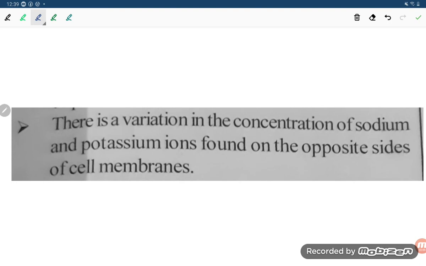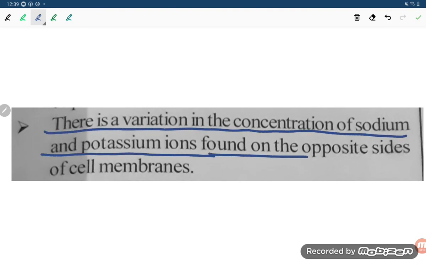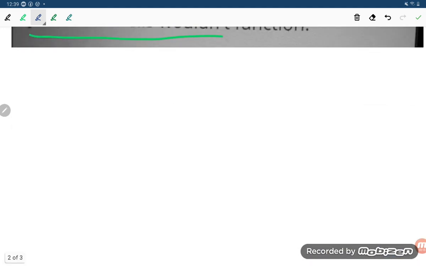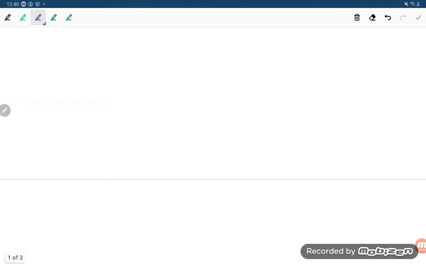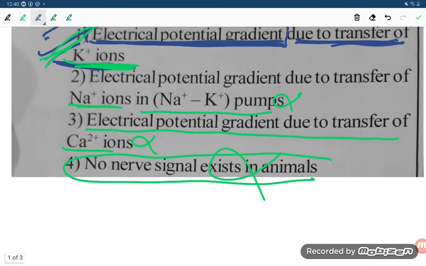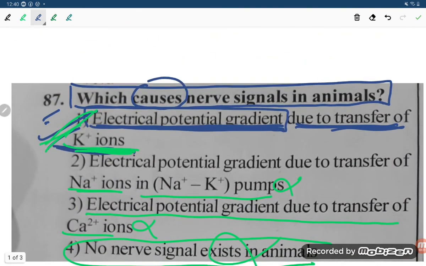Next point you can see, student, there are variations in the concentration of sodium and potassium ion found on opposite sides of the cell membrane. So they have different concentrations of sodium and potassium inside and outside of the cell membrane, which causes the electrical potential gradient due to transfer of the K plus ion, causing the nerve signal to flow. So our required answer is option number 1.